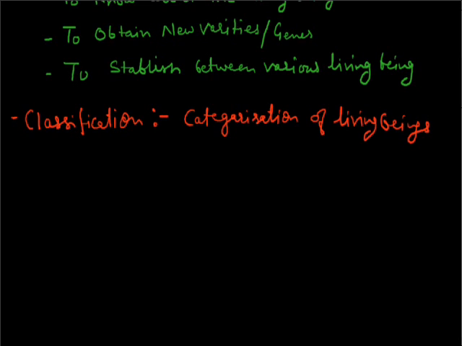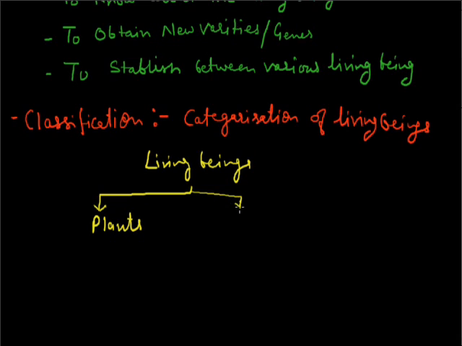For example, on the land various types of living beings are present. We can classify them in some basic groups. For example, all the living beings are divided in two groups on the basis of their features. One group we call plants, another group we call animals. So this is the classification. On the basis of some specific features, we divided the living beings in two groups here.